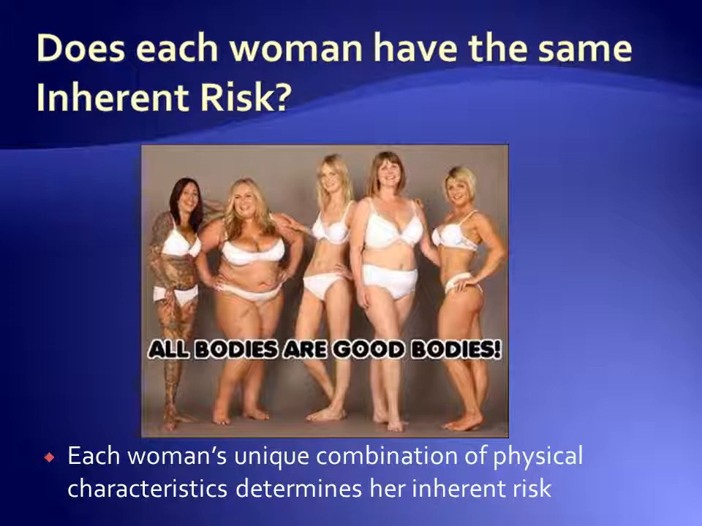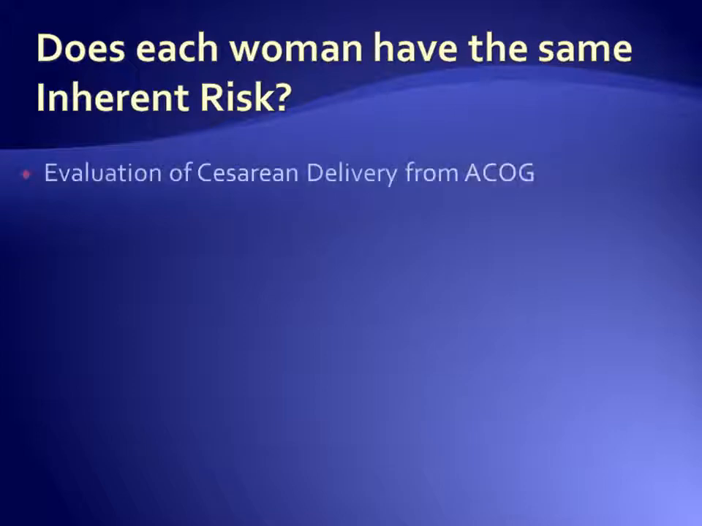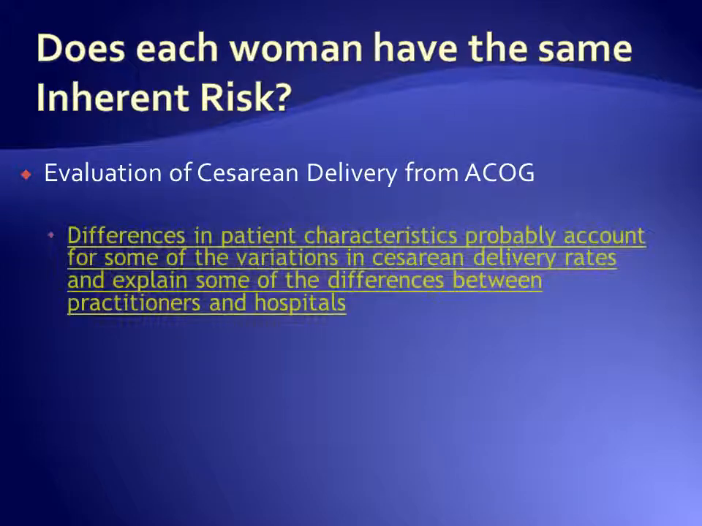In an attempt to create a cesarean birth measure, the American College of OB/GYN stated in their evaluation of cesarean delivery that differences in patient characteristics probably account for some of the variations in cesarean delivery rates and explain some of the differences between practitioners and hospitals. This means that you cannot measure the effect of the obstetrical care provider's interventions without taking into account the physical characteristics of the women who are giving birth.